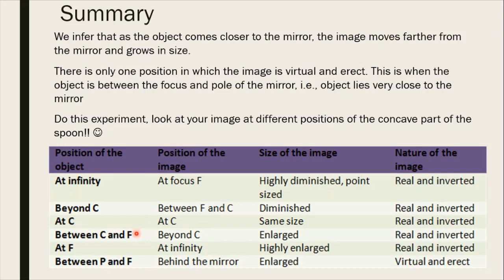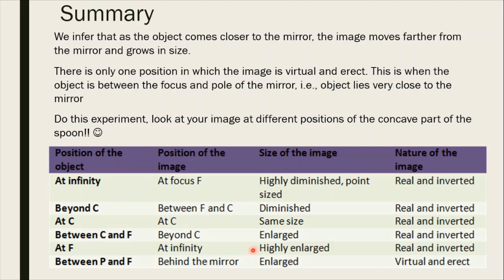Now when the object is kept between the center of curvature and the focus F, the position of the image thus formed is beyond C, the size of the image being enlarged. Now, when the object is placed at the focal point F, the position of the image is formed at infinity. The size of the image is highly enlarged.